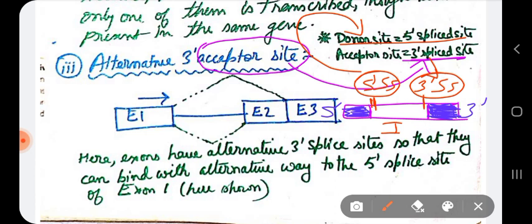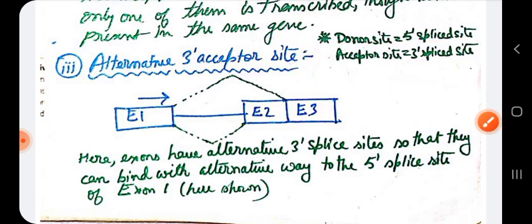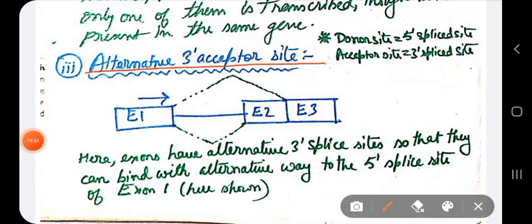We'll come into that later on. Let us see, it is saying here about the alternative 3 prime acceptor site. So what does alternative mean? Alternative means another 3 prime acceptor site. There is a 3 prime splice site present in every intron, but sometimes an alternative 3 prime splice site may also be found, which may lead to skipping of that exon.